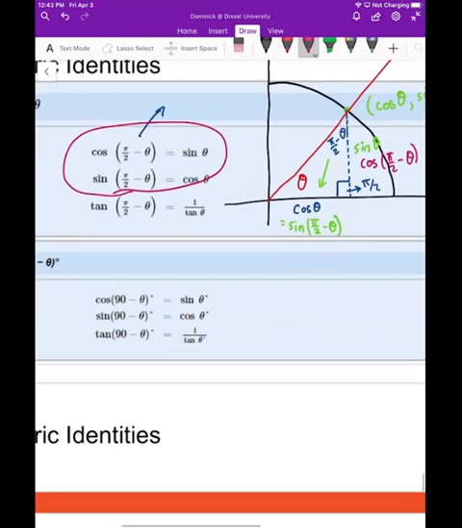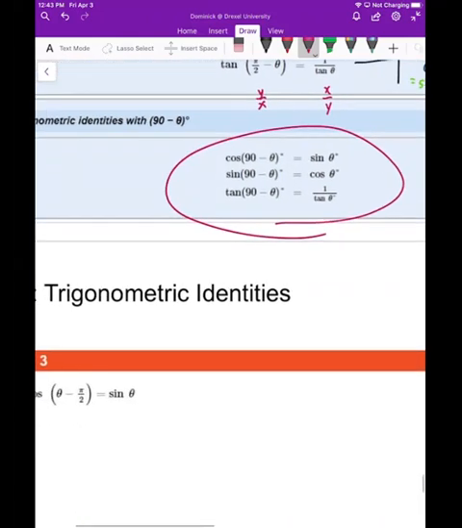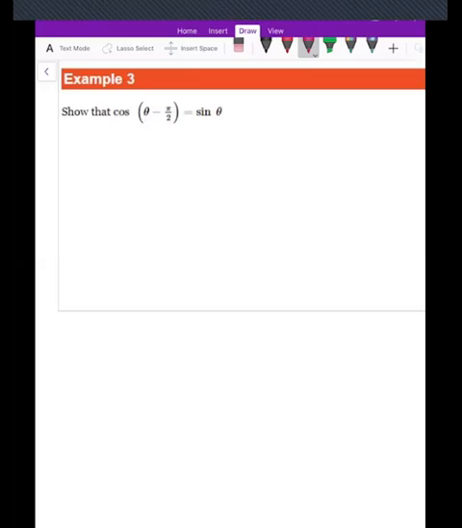And you can show that the tangent identity is true because instead of y over x, this is now x over y, because the sine and the cosines will switch. And of course, these are the equivalent identities, but instead of radians, we're just looking at degrees. All right, so let's do an example regarding that. So they said show that cosine of theta minus pi over 2 is equal to sine, and that's really what we did, but we can do it again just for fun.